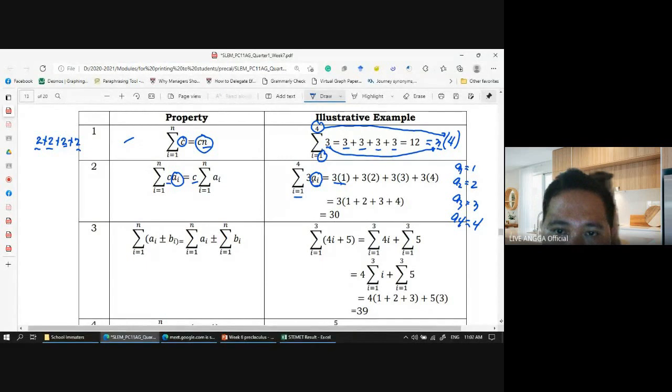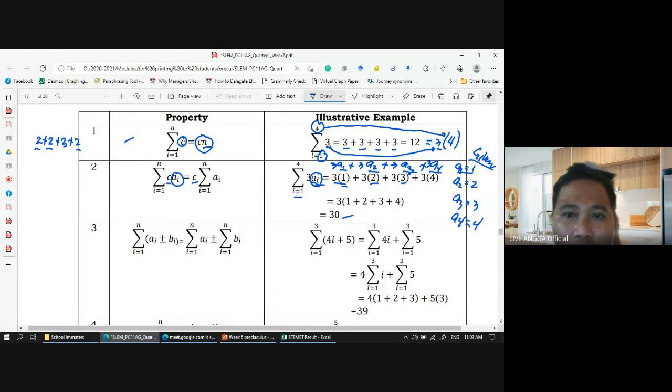Why? Because a sub i does not mean it is automatically i. It must be stated that a sub 1 is 1, a sub 2 is 2, a sub 3 is 3. These are given, not implied. So 3 times a sub 1 plus 3 times a sub 2 plus 3 times a sub 3 plus 3 times a sub 4. Since a sub 1 is 1, a sub 2 is 2, a sub 3 is 3, and a sub 4 is 4, that is 30.